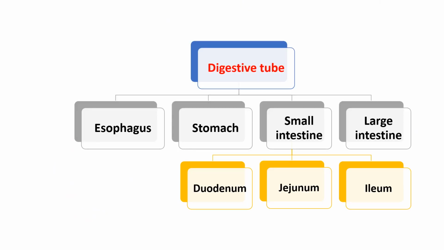Now we will talk about the digestive tube. What are the different parts of the digestive tube? The different parts of the digestive tube include the esophagus, the stomach, the small intestine, and the large intestine. As you know, the small intestine is divided into three main parts: duodenum, jejunum, and ileum.